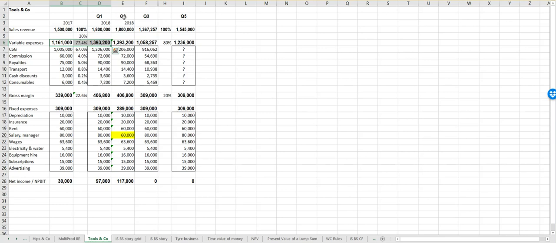In question 2, they said to us, what if this manager earning 80,000 is replaced by a new manager earning 60,000? Well, the top half of the income statement remains unchanged. The only thing that changes is that 80 becomes 60, therefore our expenses have reduced by 20,000, and therefore our profit has increased by 20,000.